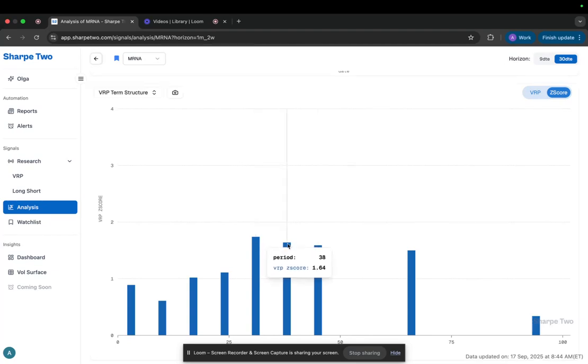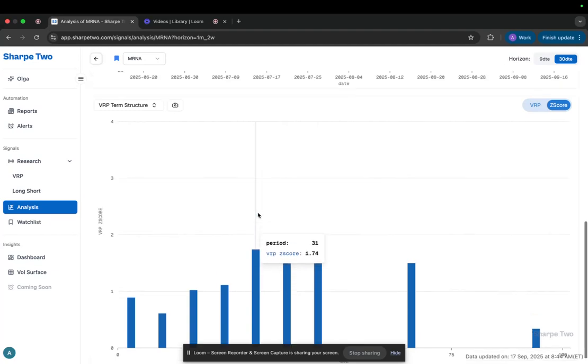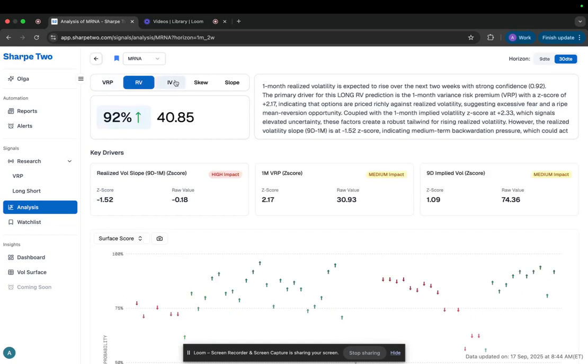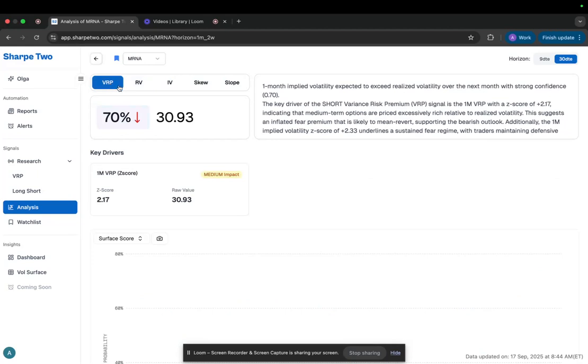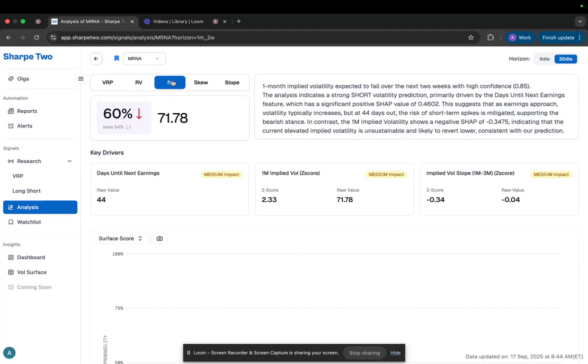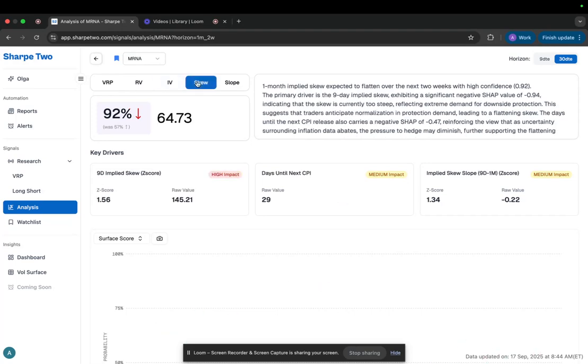If you sell around here, you sell something pretty expensive. And the model picked that as one of the key reasons why you want to be on the short vol side. Now, what about the other element that we score? Because we do not just have a probability for VRP, we have a probability for realized volatility, for implied volatility, for the skew and slope.